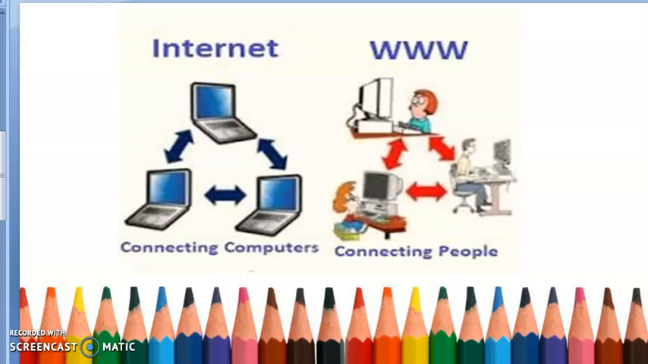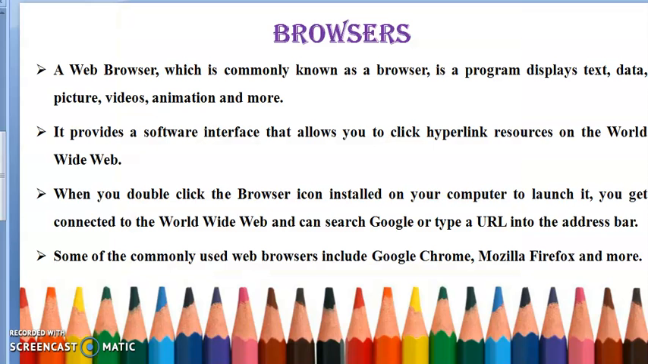One is the internet and the other is the WWW. The internet is represented as a connection of computers, and the WWW is a connection of people. Now let's see about browsers.